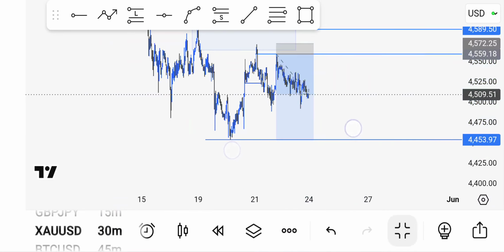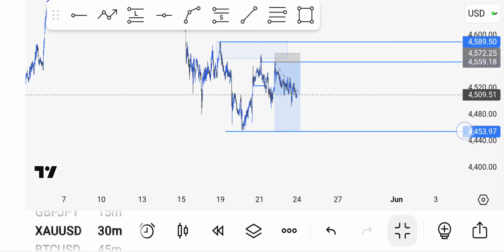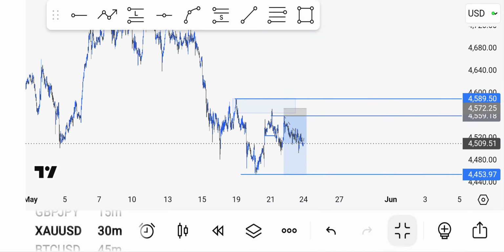So that's how basically you can trade and keep it simple using structure, liquidity, and point of interest.